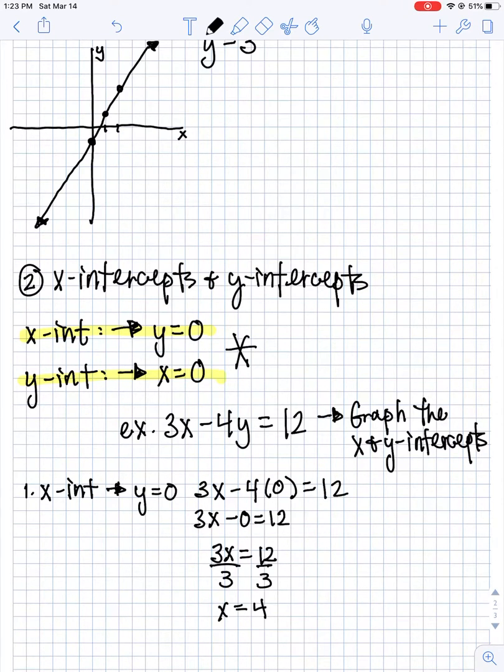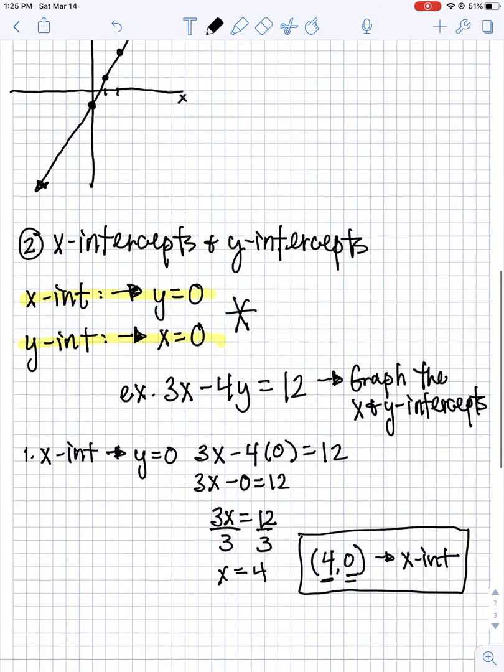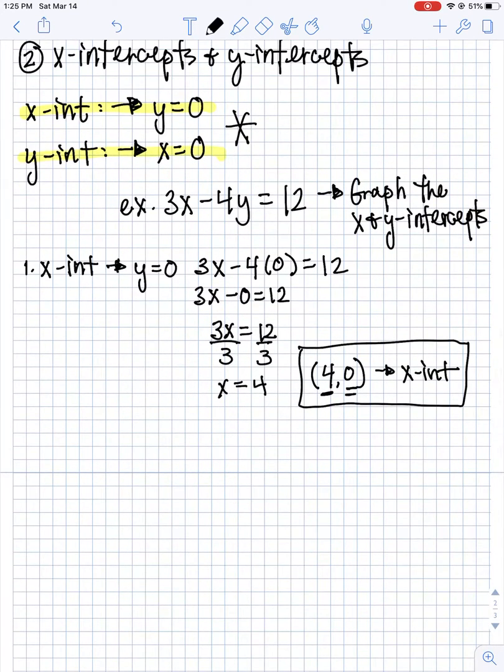Okay, so hold on a second. When you plugged in a 0 for y, x was 4. So the ordered pair would be 4, 0. Again, x is 4 and y is 0. So that right there, gang, is the x-intercept. Okay. And now the directions ask for us to do the y-intercept as well. So we have the y-intercept.